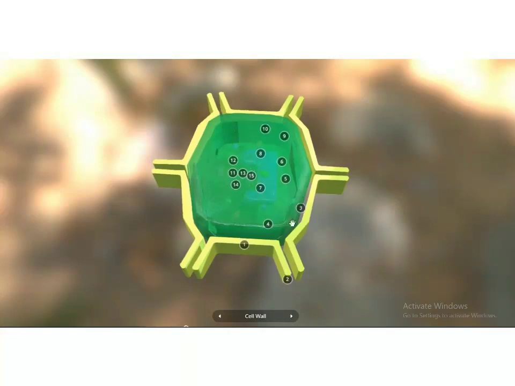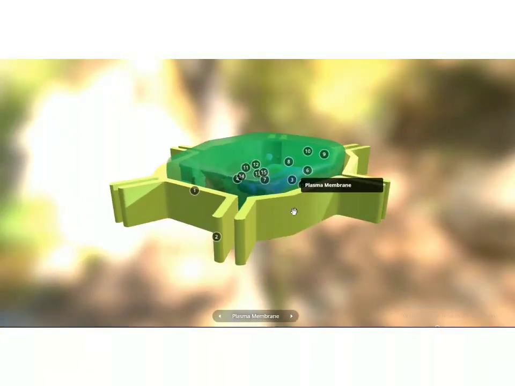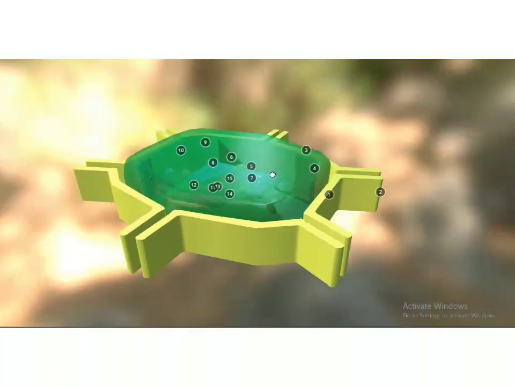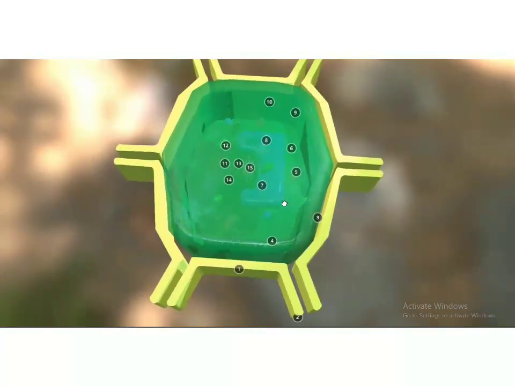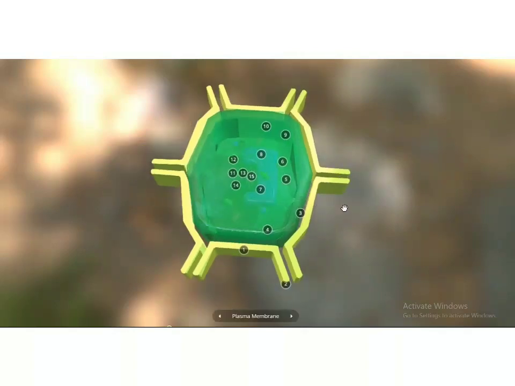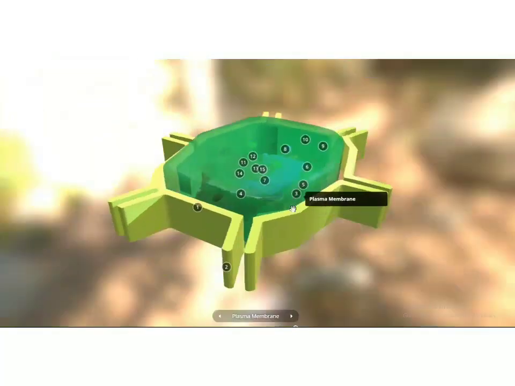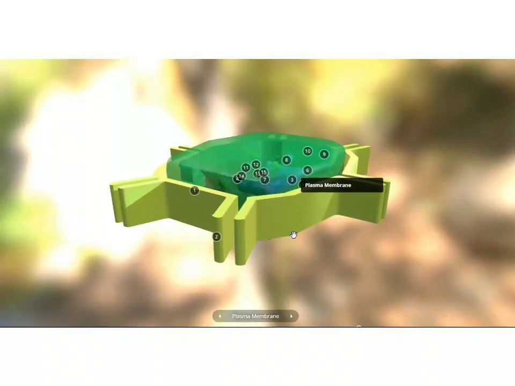Just beneath this cell wall, there is another boundary layer, which is called the plasma membrane. So just beneath the cell wall, there is another layer called the plasma membrane. Both animal and plant cells have this plasma membrane. The plasma membrane is common to both plant cells and animal cells, but the plant cell has an extra layer, which is called the cell wall.